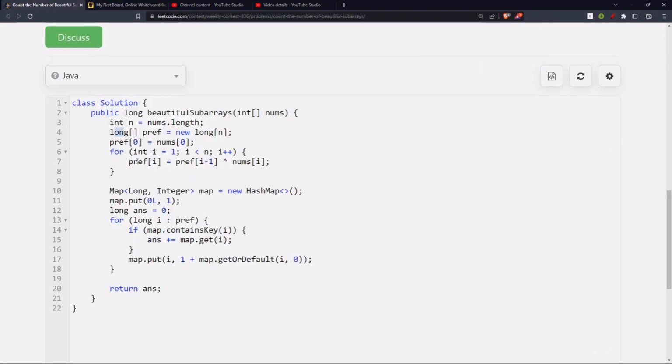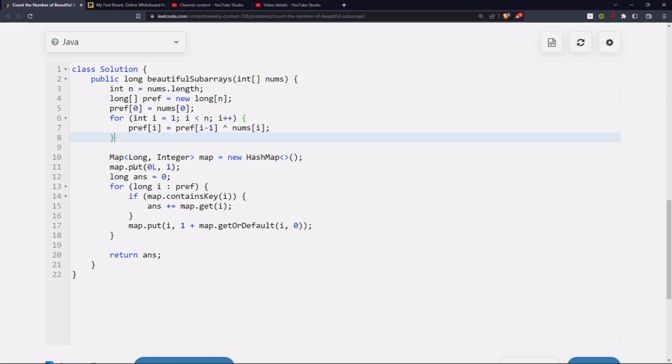So after that, we start iterating. We create our prefix XOR. This is pretty simple. If you can take prefix sum, you can take prefix XOR also. It's just this operator. Okay. Now we take a hash map of long integer type. We initially put 0 and 1. Initially our XOR is 0. So we put a 0 and its count is 1, and answer as 0.